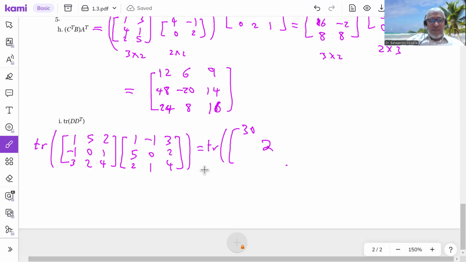And now I need this number only. The third row, third column. Multiply the third row by the third column. 9 plus 4 plus 16. That's 29. So what is the trace? 30 plus 2 plus 29. So 32 plus 29, and this would be 61.